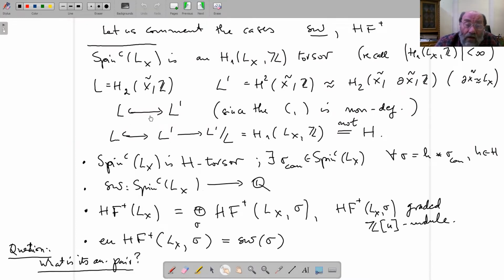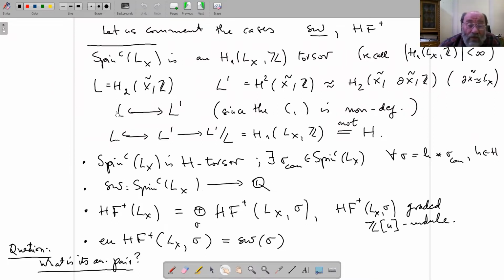And L embeds in the dual lattice because the form is non-degenerate. And actually, the quotient, by the long exact sequence of homology, is H1 of the link. So if the intersection matrix is unimodular, the determinant is plus or minus 1, then L is L prime and H is trivial. Otherwise, the number of elements is exactly the determinant of the intersection matrix, and that is exactly the number of spin C structures.